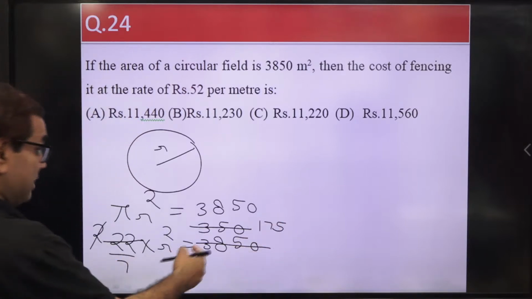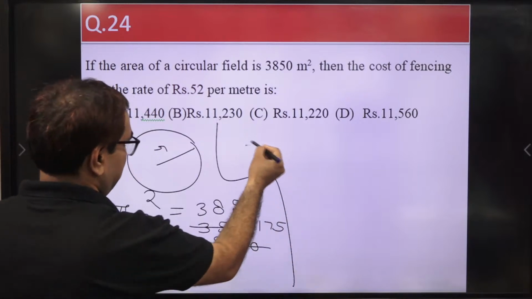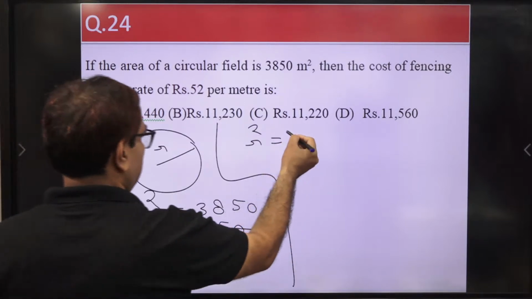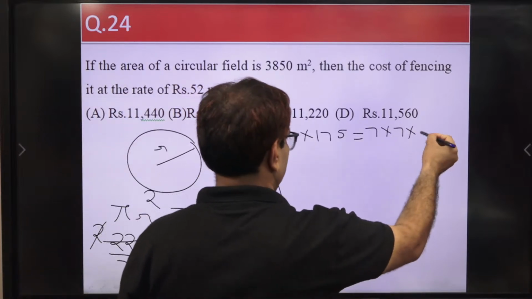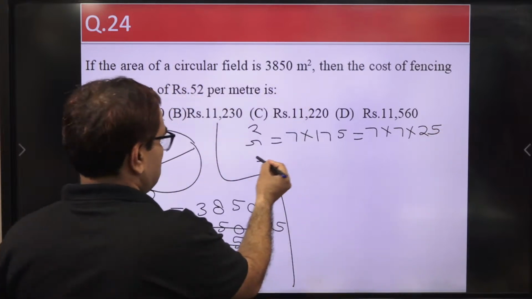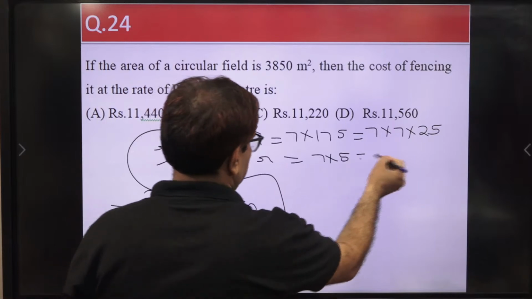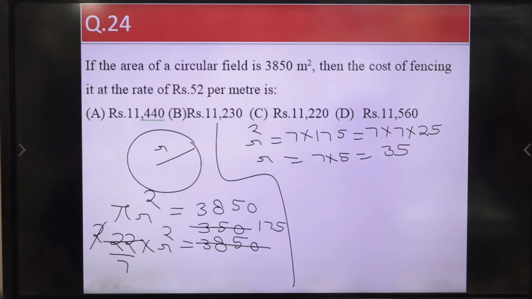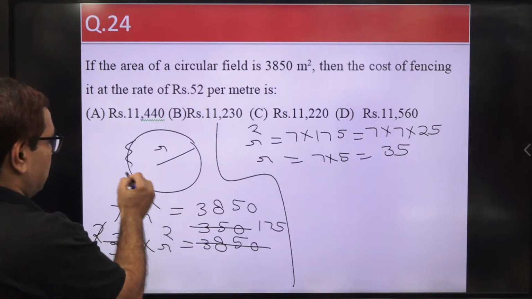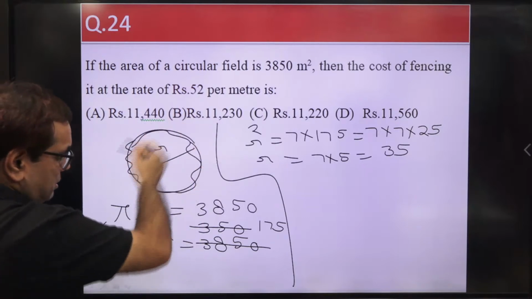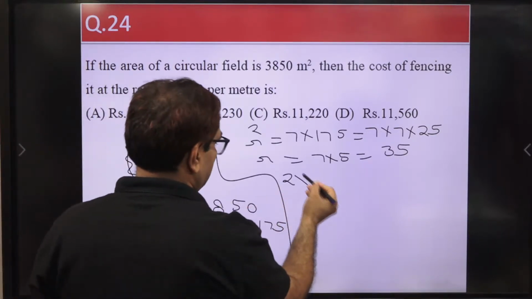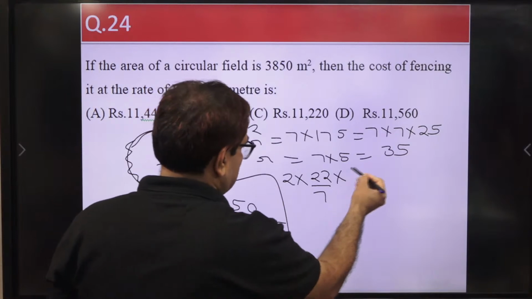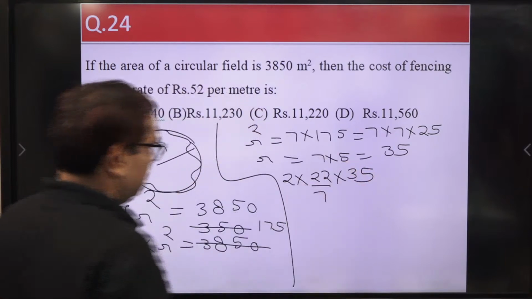So it is 175. So r square is what? From here we get radius r square equal to 7 into 175, which is equal to 7 into 7 into 25. So it means r equals 7 into 5, that is 35. So the radius of this circle is 35. Now if we want to make a fencing around this boundary, we need this total distance, that is the circumference or perimeter. So this circumference is 2 pi r. So 2 into 22 upon 7 into radius 35. This is 2 pi r. This is the total distance.